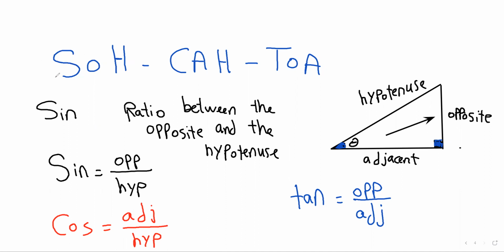So S stands for sine, O opposite, H hypotenuse, C cosine, A adjacent, H hypotenuse, TOA, T stands for tan, O stands for opposite, and A stands for adjacent.